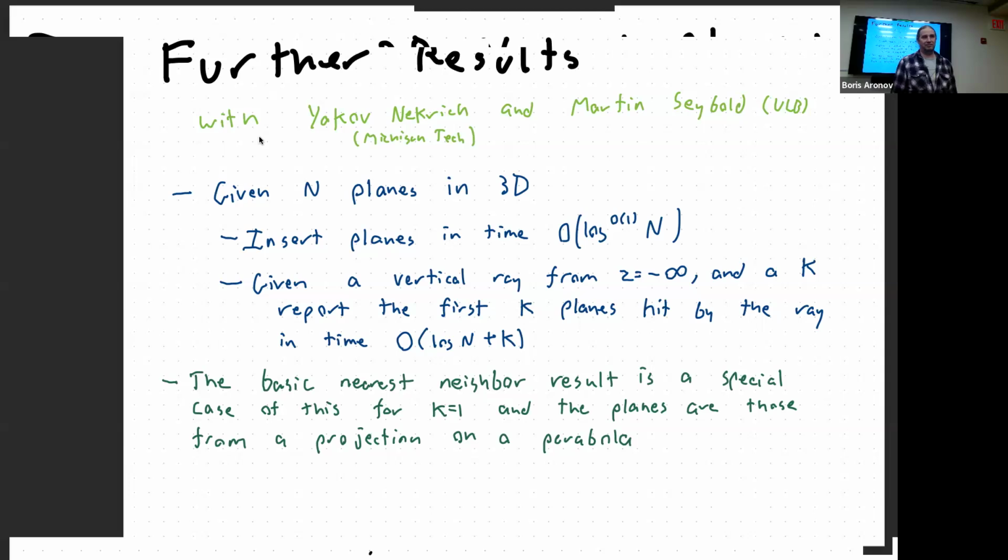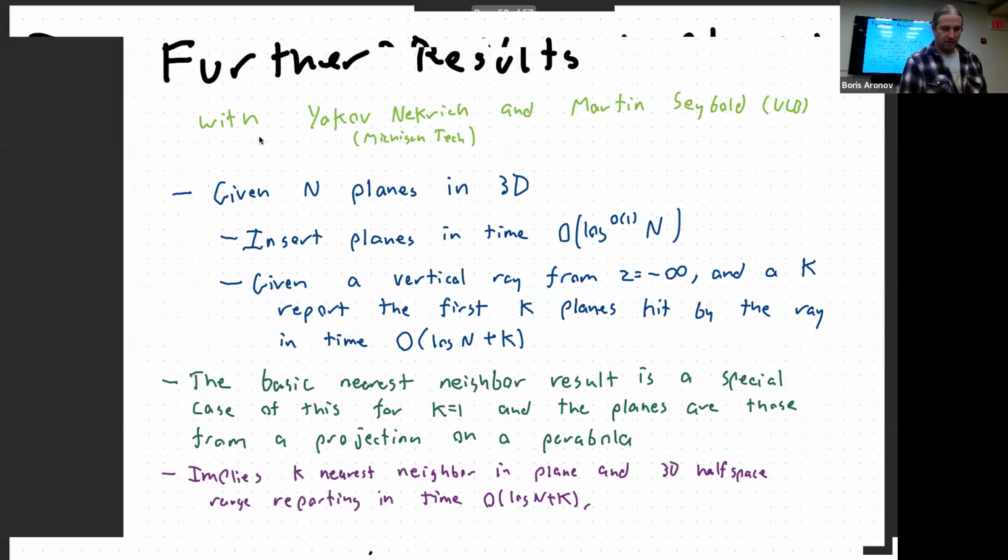You can also do weighted Voronoi diagrams. So this is general in two ways. One is that we can deal with any planes, not just planes that arise from this projection. And instead of just finding the first point, we can find the first k points. This, for example, allows us to do k-order Voronoi diagrams or more complicated things.